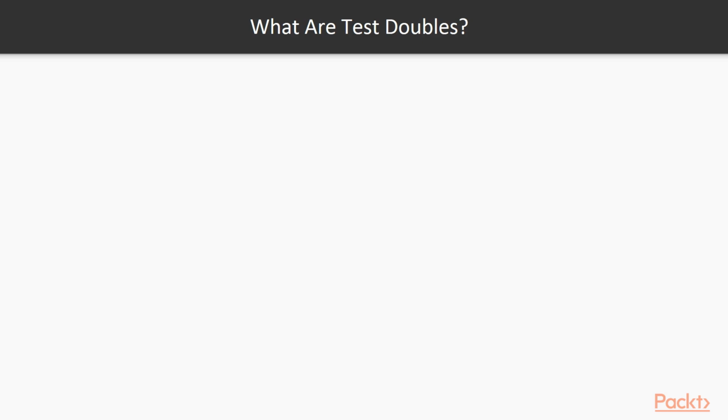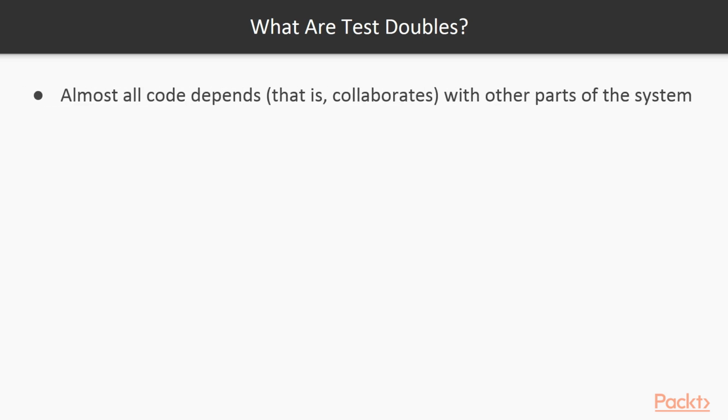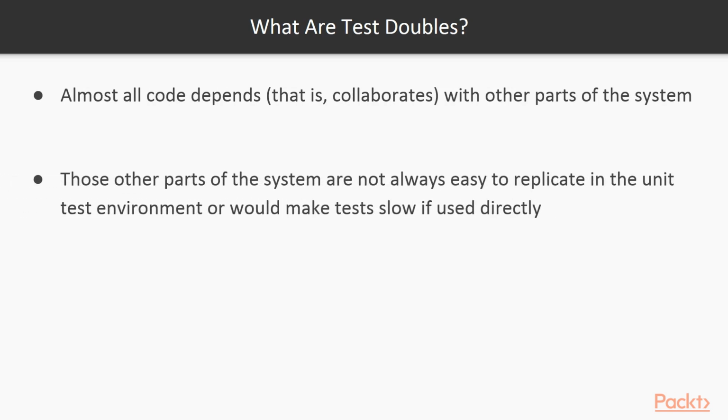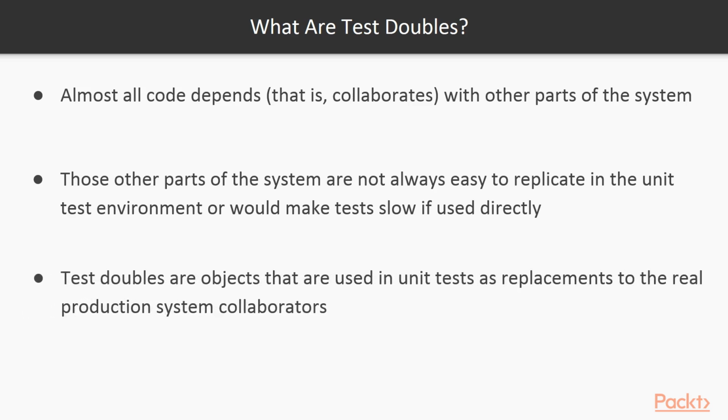So what are test doubles? Almost all code that gets implemented will depend on another piece of code in the system. Those other pieces of code are oftentimes trying to do things or communicate with things that are not available in the unit testing environment, or are so slow that they would make our unit tests extremely slow. For example, if your code queries a third-party REST API on the internet, and that server is down for any reason, then you can't run your tests. Test doubles are the answer to that problem. They are objects created in the test to replace the real production system collaborators.